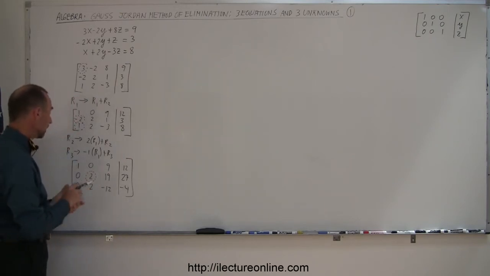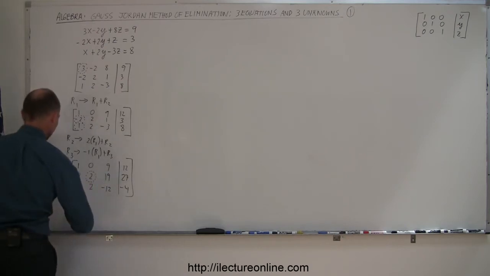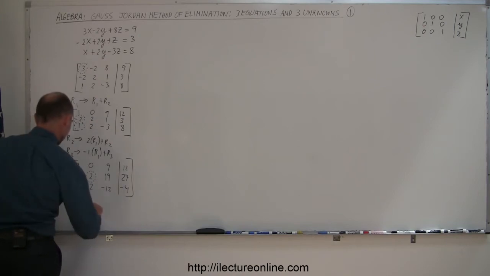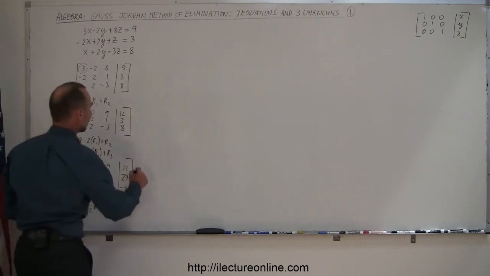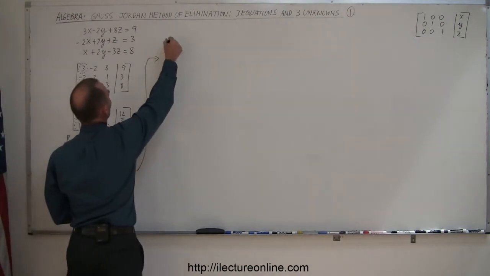The way to do that would be to take the whole row and simply divide it by 2. So I'm going to do that. Take row 2 and replace it by 1/2 of row 2. So what I'm saying here is simply divide row 2 by 2. If I do that, I get the following matrix.